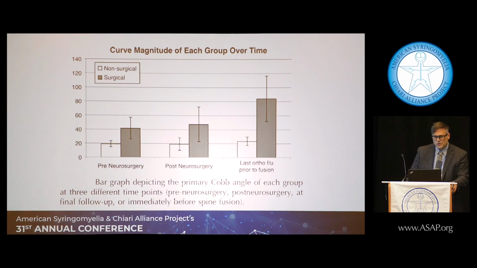This is a little clearer when you look at the magnitude of the curve of their spine over time. Pre-neurosurgery, there's an obvious difference between those patients that eventually needed fusion and not. Post-neurosurgery, that is an even greater finding. And then at the last follow-up before they actually had the fusion, there's a significant difference. The curvature remains pretty stable, with a minimal increase, in those patients that didn't need fusion, but it not only increases significantly, it also increases rapidly in those patients that did need fusion.